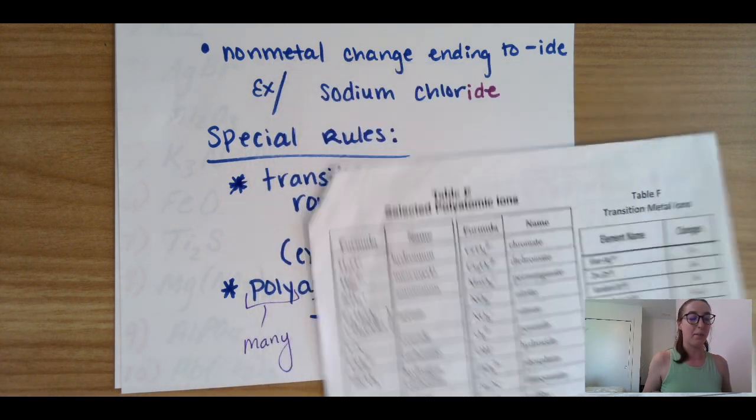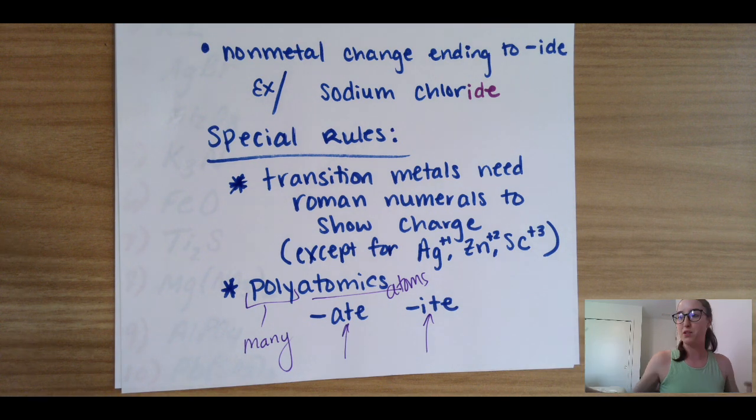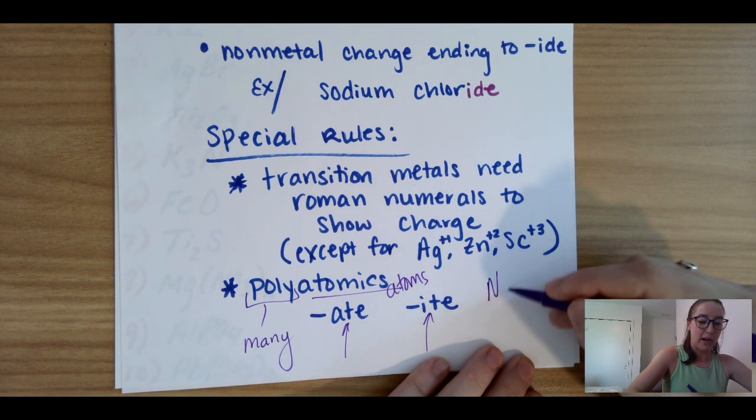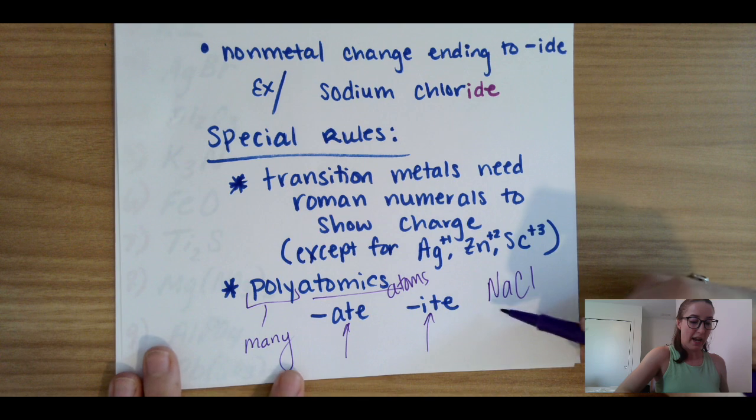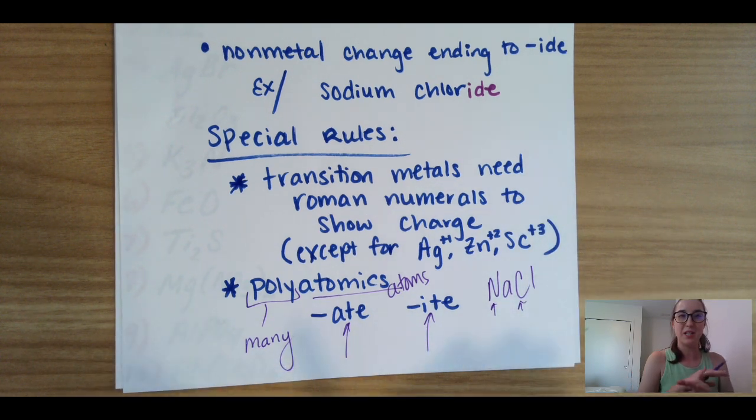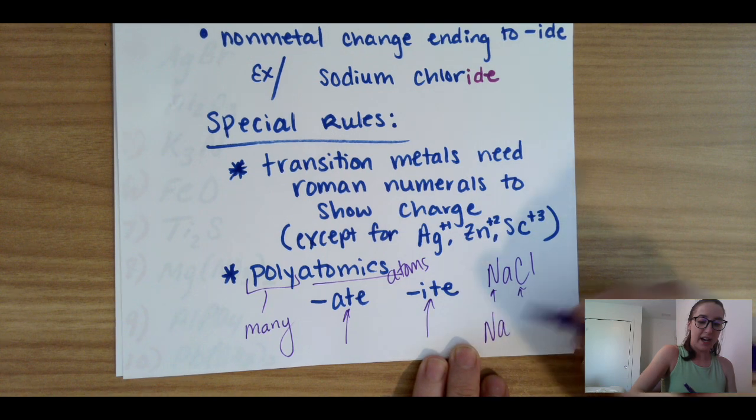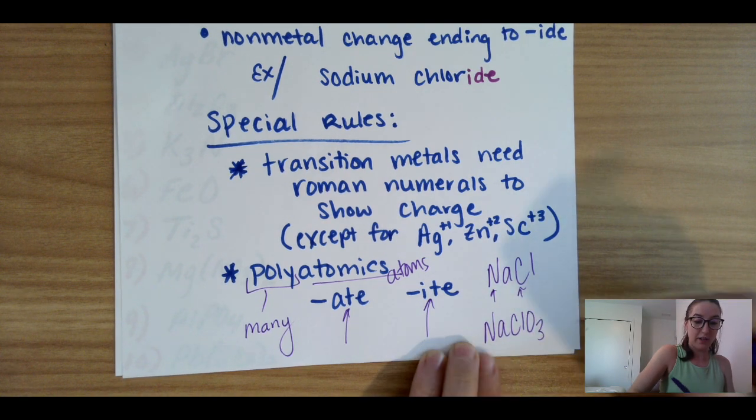And here's the thing about polyatomics. Again, poly means many, and atomic is atom, so it's many atoms. And every element on the periodic table starts with a capital letter. So for example, sodium chloride would be NaCl. I have 1, 2 capital letters. That is a normal ionic bond. There's no polyatomic present. But let's say I have ClO3, for example.